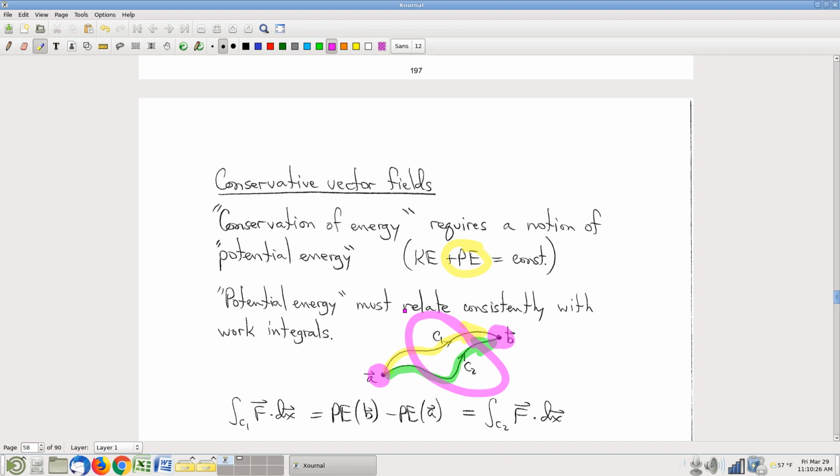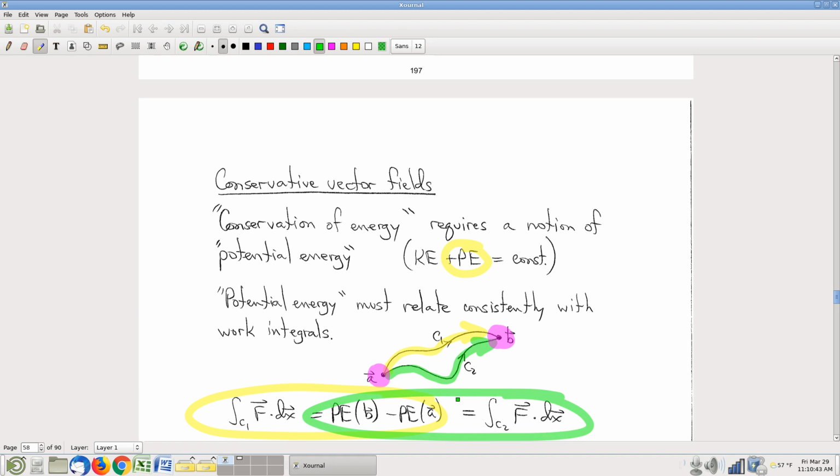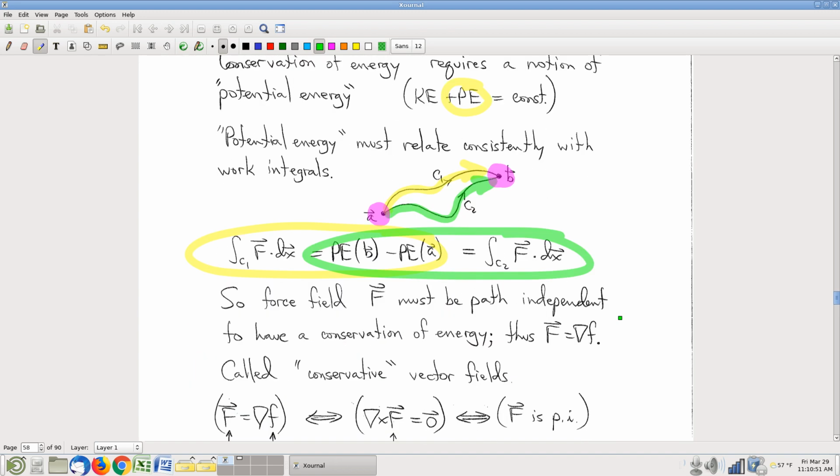That means that the vector line integral along this path and the vector line integral along that path have to be equal. Right? This yellow work calculation, this green work calculation, they better be the same thing, because they're both required to be equal to potential energy. So, punchline then, the two line integrals have to be the same, therefore the vector field has to be path independent.